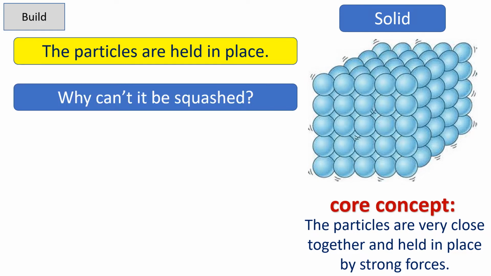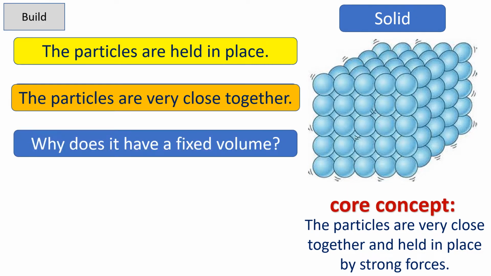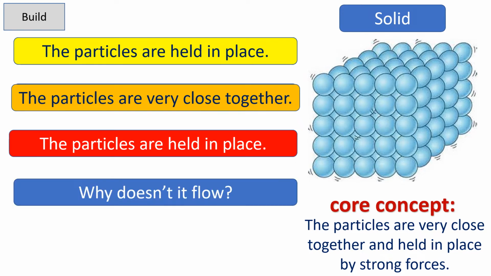If I asked you, why can't a solid be squashed? Again, that core concept would answer the question. The particles are very close together. In fact, they're touching. There's no space for them to get any closer. If I asked you, why does a solid have a fixed volume? Well, again, I would look at the core concept. Which part of that core concept applies to the fixed volume? The particles are held in place. It's not going to get any bigger or any smaller.